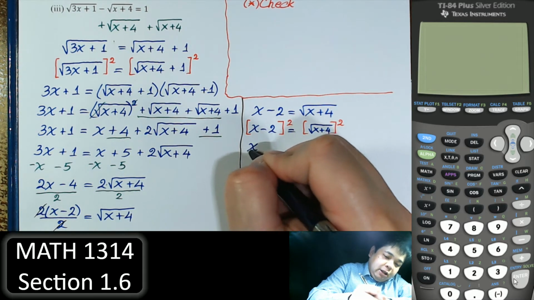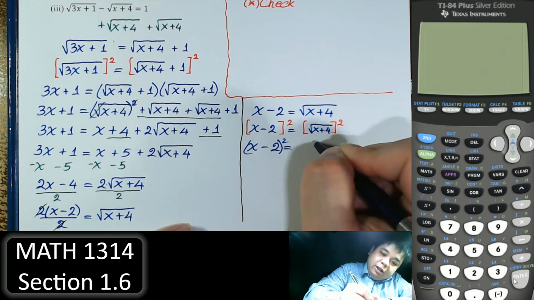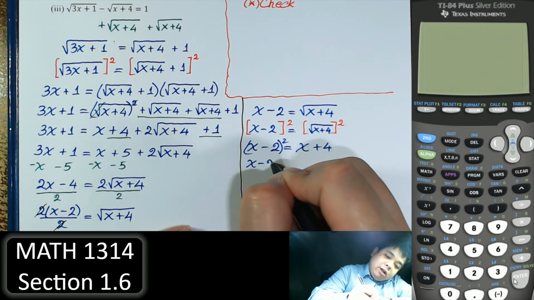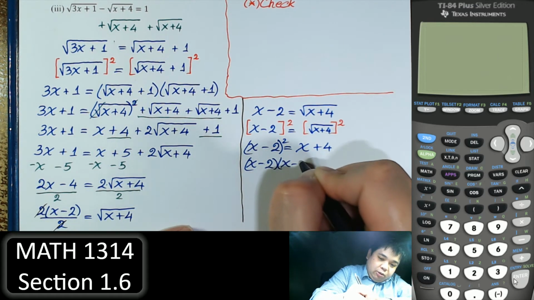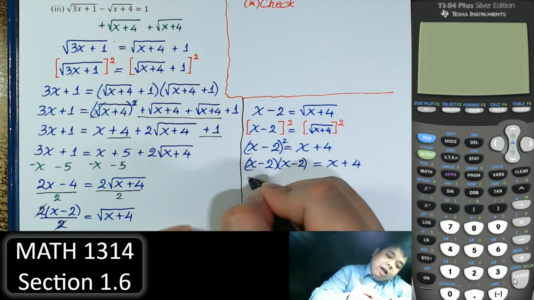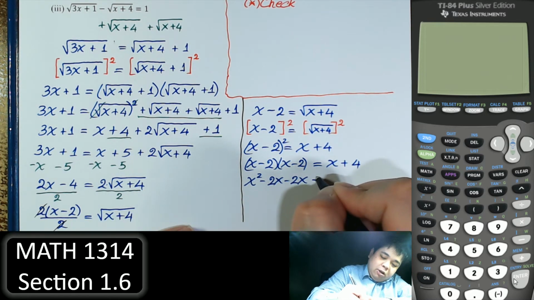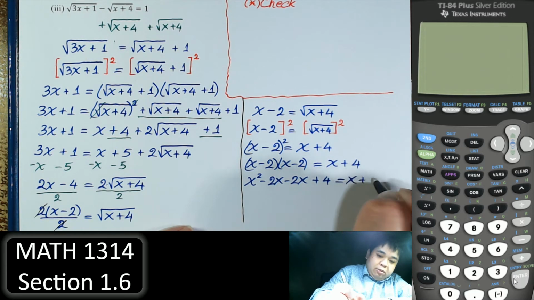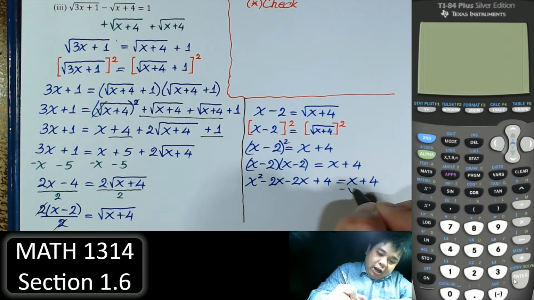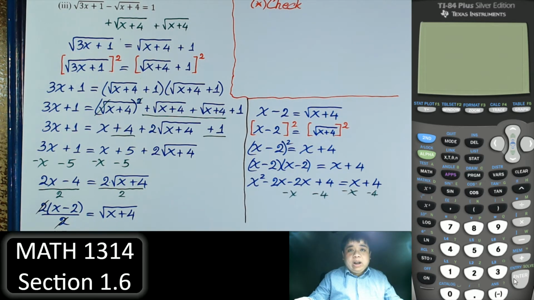And we have x minus 2 and x minus 2 squared. We have just x plus 4. Right, x minus 2 squared, x minus 2 times x minus 2. Multiply it out: x squared minus 2x plus 4 equal to x plus 4. Right, subtract an x on both sides, subtract a 4 on both sides, so that we have a quadratic equation.